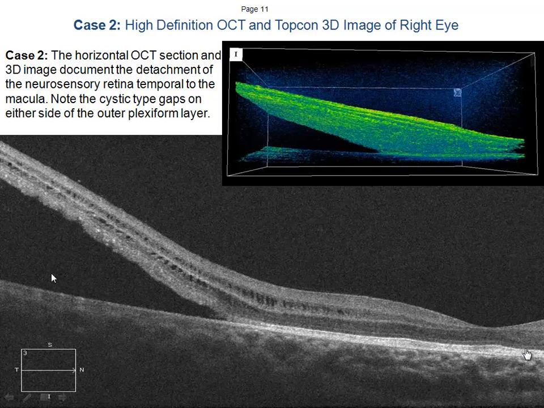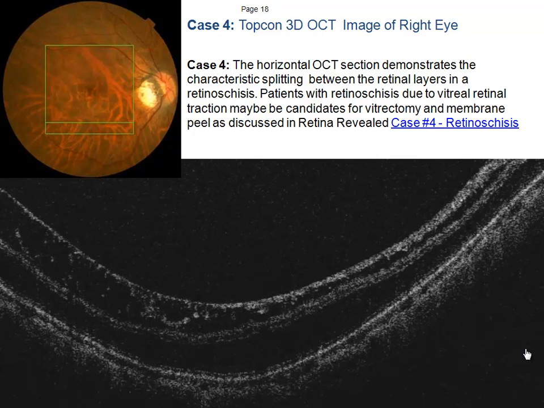Definition of a frank retinal detachment: all layers of the neurosensory retina separated from the retinal pigment epithelium. And the vast majority of retinal detachments are due to tears, and the vast majority of retinal detachments have to be treated, whereas the vast majority of schisis conditions don't really have to be treated.